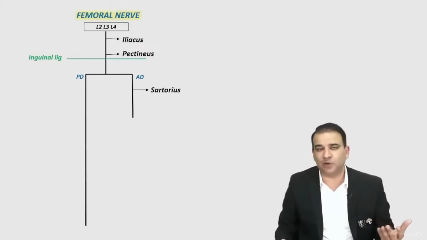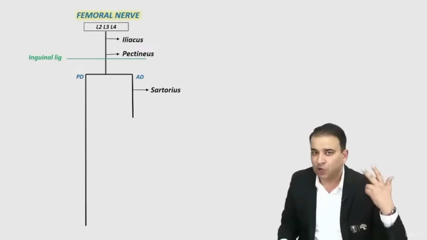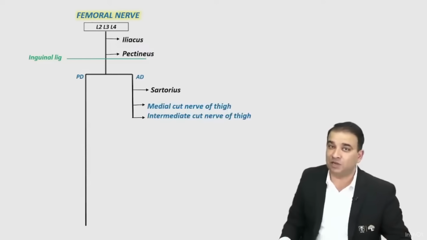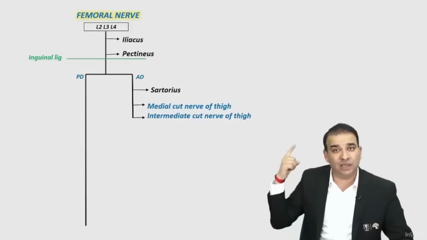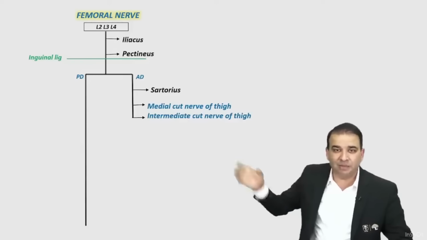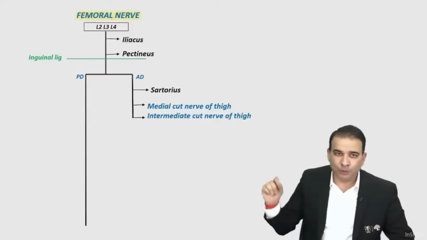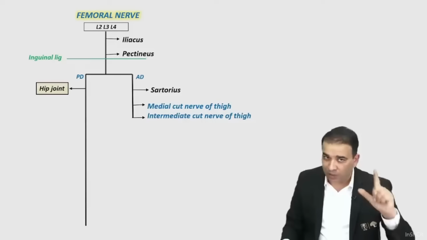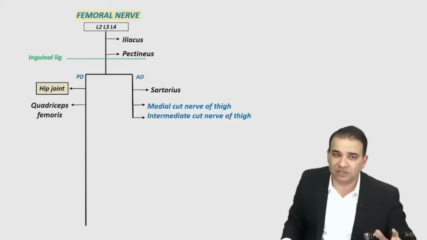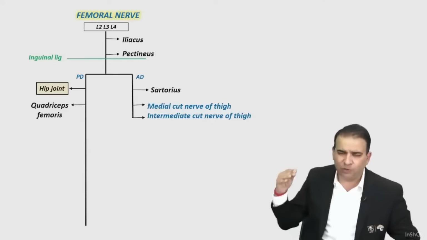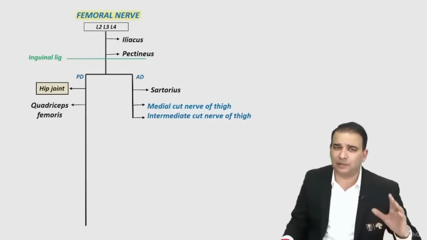So apart from sartorius, it gives off the two cutaneous branches called the intermediate and the medial cutaneous nerve of thigh. You already know that the lateral cutaneous nerve of thigh is coming directly from the lumbar plexus. It's the medial and intermediate cutaneous nerve of thigh. Posterior division supplies the hip joint. It supplies the hip joint, and the posterior division also supplies the quadriceps femoris muscle, all parts of it: rectus femoris, vastus lateralis, intermedius, they're all supplied by the posterior division.